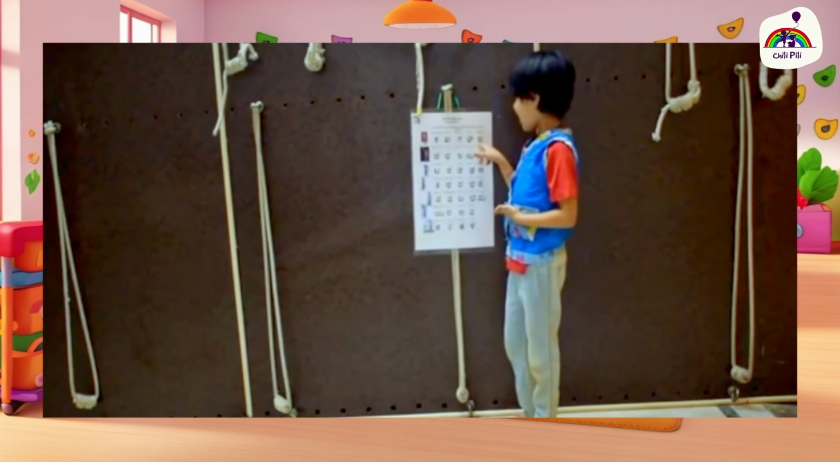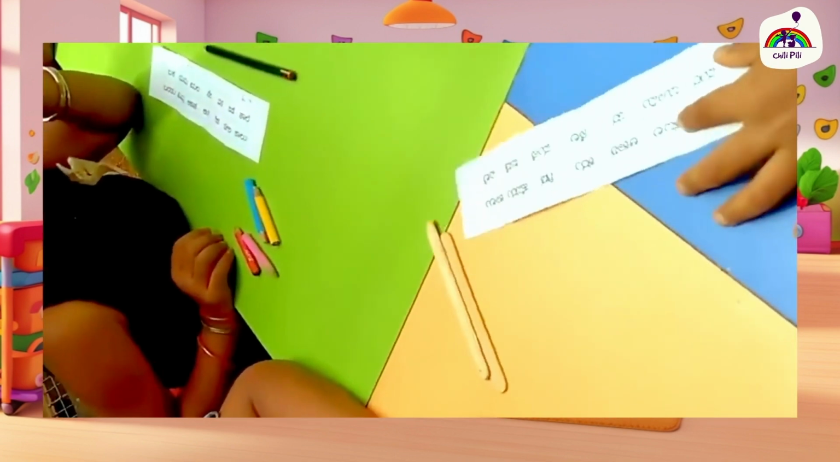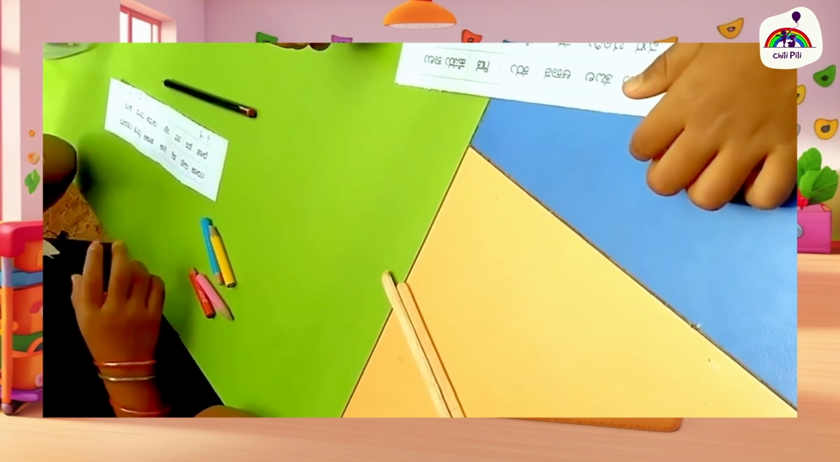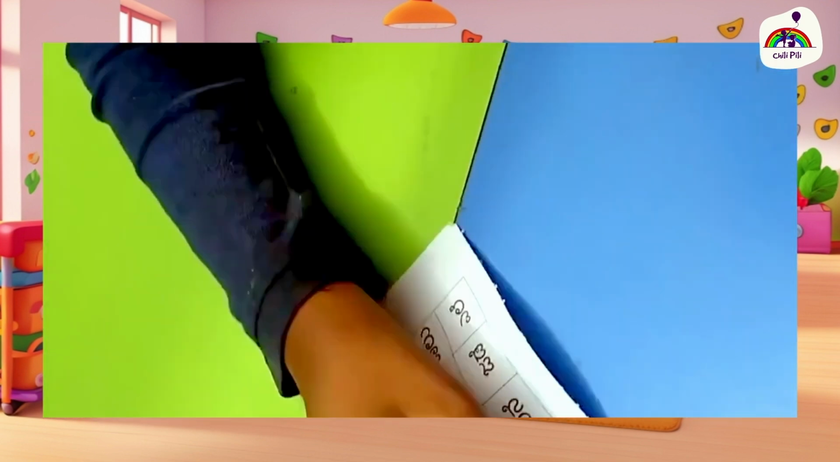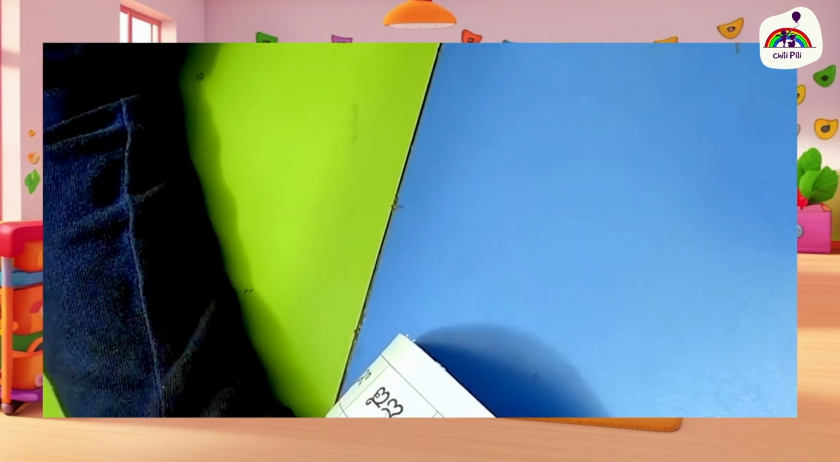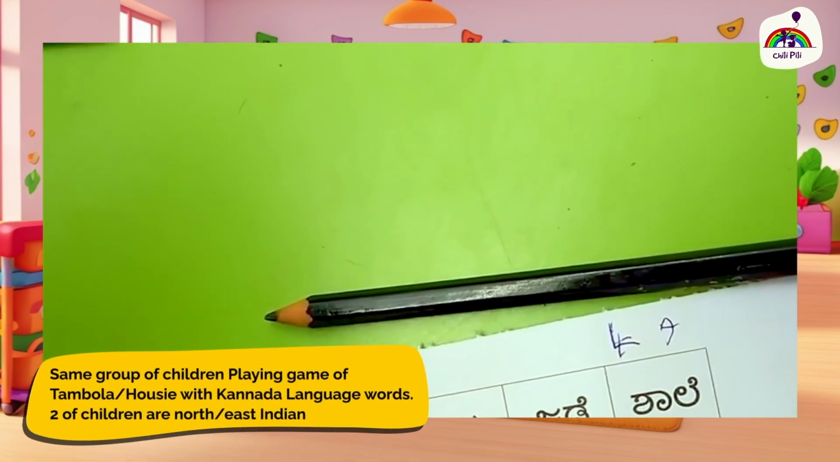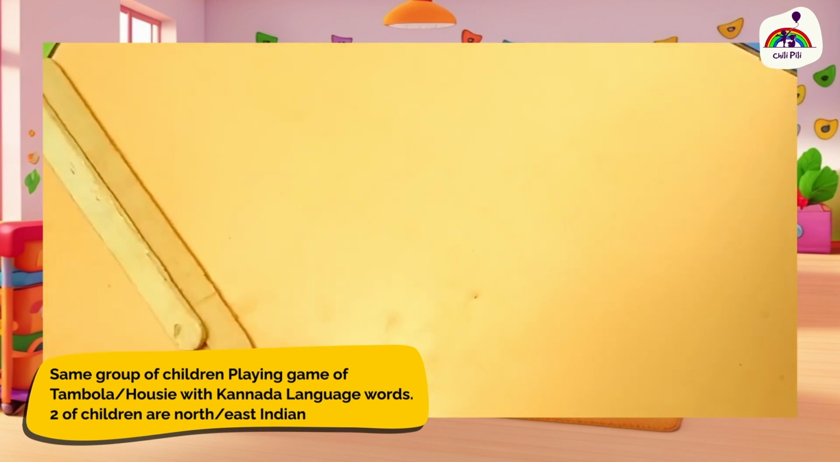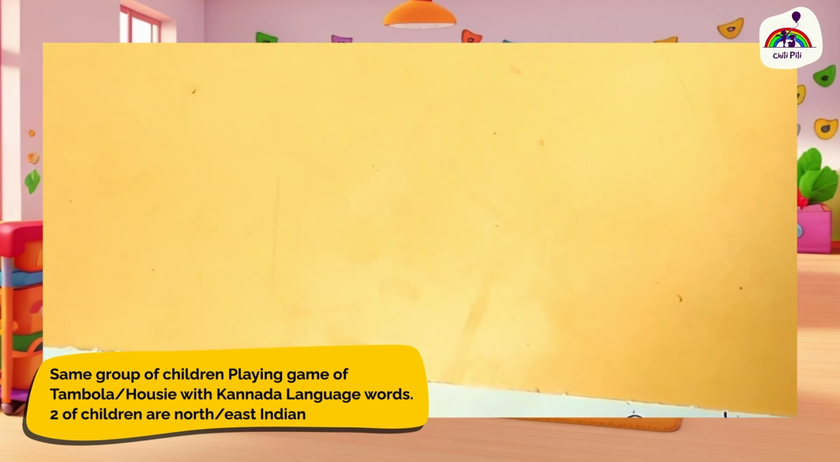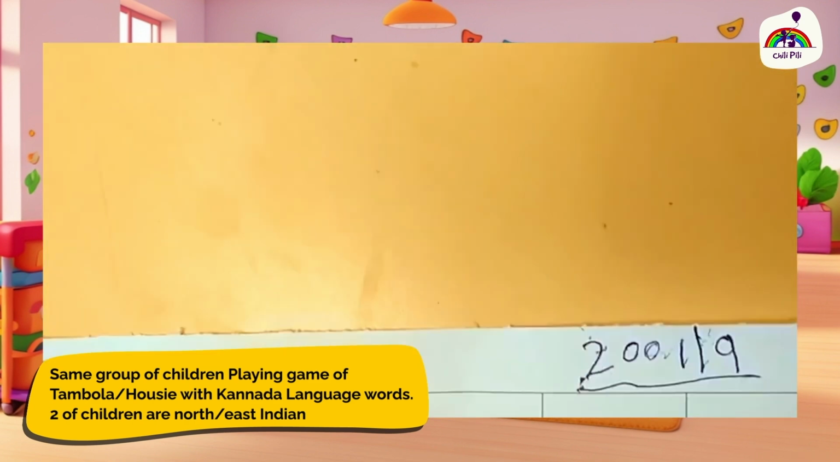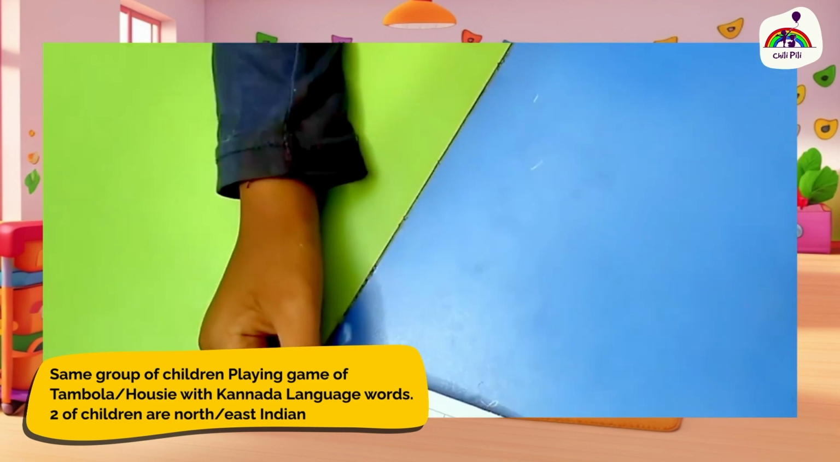Ready? Baka. See if you have baka. This is baka. Baka, no? Baka. Sure. Very good. Baka is not there. What about you? No, baka is not there. I also don't have. You also don't have.